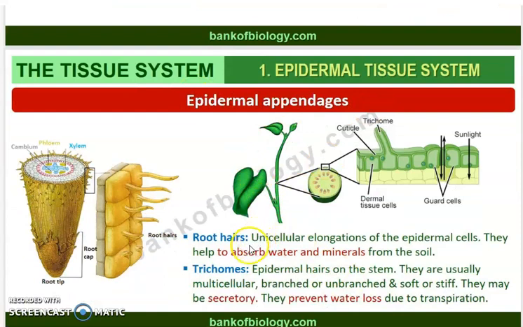Okay, and we learnt about epidermal appendages also. It includes the root hairs. These are unicellular elongations of the epidermal cells. And what is their function? They help to absorb water and minerals from the soil. And what about trichomes? These are epidermal hairs on the stem portion. In root, it is called root hair, and in stem, it is called trichomes. And they are usually multicellular, branched or unbranched, and soft or stiff. And they may be secretory also.